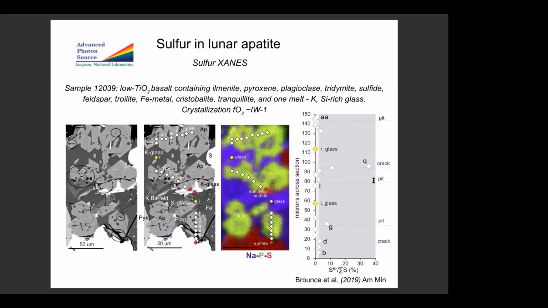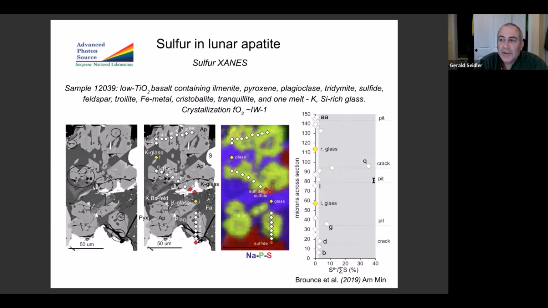A question on behalf of Brian Konicki: what are the average compositions of the silicate melts in contact with the apatite, and are they primitive or evolved? Oh, very evolved. These are really silica and potassium rich glass. Really, really evolved. More evolved than your experimental glasses even.